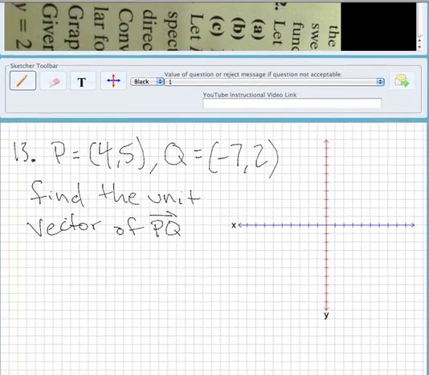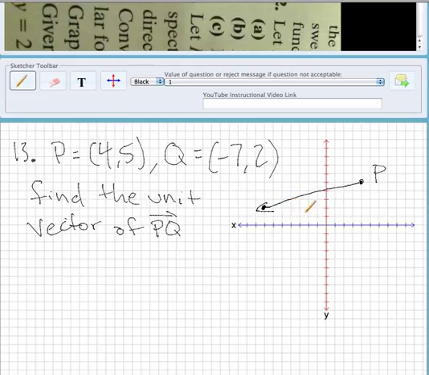So we have these 2 points. P is (4, 5), and Q is (-7, 2). And from P to Q is this vector right here. And what we want to do is find the unit vector.